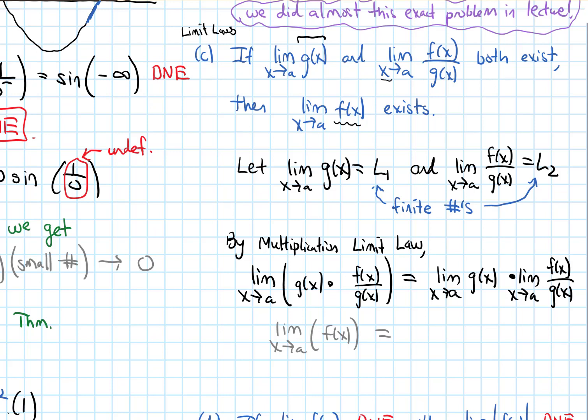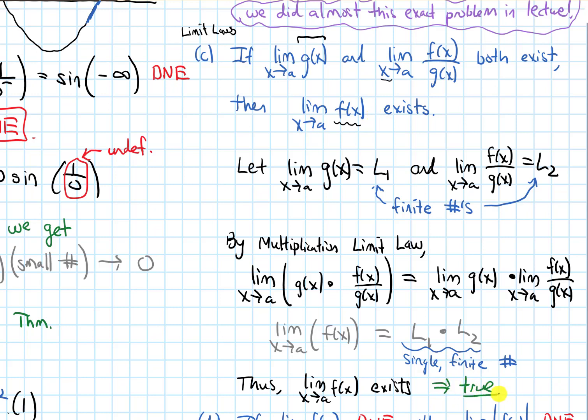Alrighty, so the limit as x approaches a of g of x should be L1, and this other limit is L2. So we just got that the limit as x approaches a of f of x is equal to L1 times L2, and this is a single finite number. Thus, the limit that we cared about, as x approaches a of f of x, exists, and that is what we were hoping to show. So that makes this a true statement.